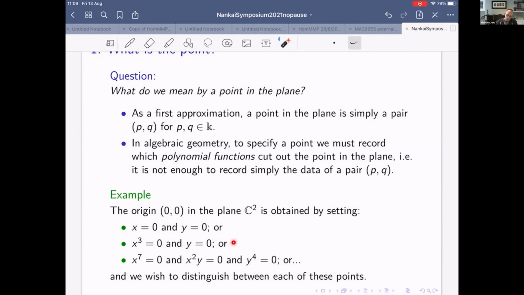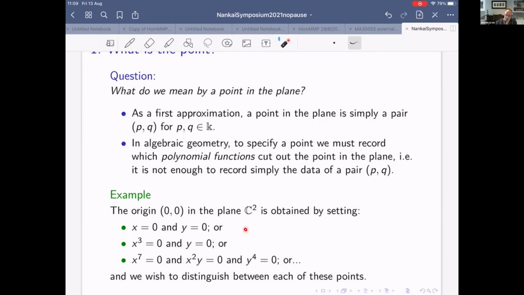But of course, I can also cut it out by looking at the vanishing of X cubed and Y. Then I've got a little bit of extra tangent and higher order information. Or I can just be a little bit fancier and set some higher order things. And there are infinitely many ways to do this as I gradually increase the exponents on the monomials that are in my defining equations. And that's only for the origin.